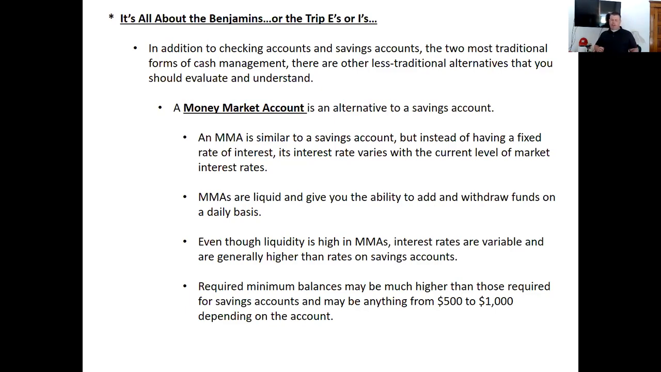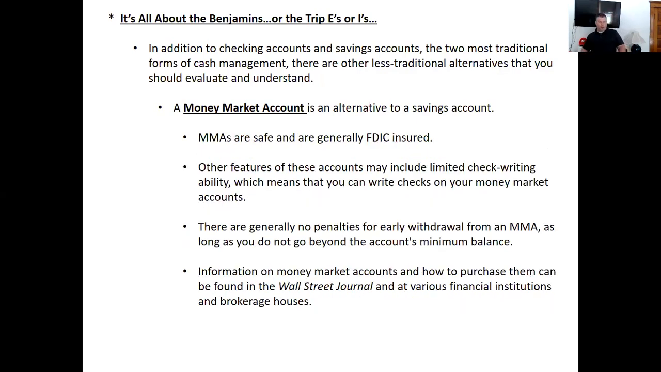Required minimum balances may be much higher as well because of that risk, and especially higher than those required for savings accounts. Maybe anything from $500 to $1,000 you always have to have in your account, depending on the account. MMAs are safe. They're generally FDIC insured. Other features of these accounts may include limited check writing ability. They may give you the ability to write 10 checks a month on the account or something like that, which means you can write checks on your money market accounts. And there are generally no penalties for early withdrawals from an MMA as long as you do not go below the account's minimum balance. Information on money market accounts and how to purchase them can be found in the Wall Street Journal and at various financial institutions and brokerage houses.